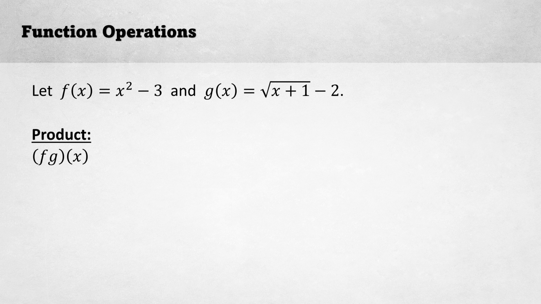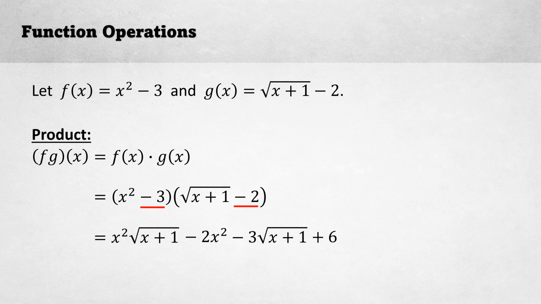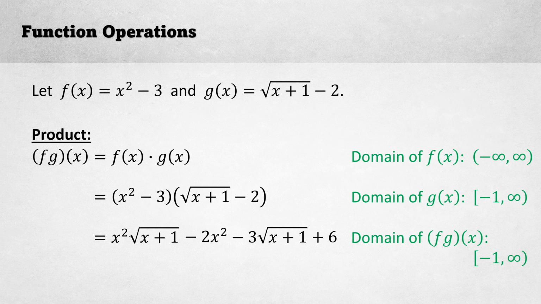The product of f and g is simply f of x times g of x. We put these two functions together to multiply. We need to FOIL them. So, x squared times square root of x plus 1 is x squared times square root of x plus 1. x squared times negative 2 is negative 2x squared. Negative 3 times square root of x plus 1 is negative 3 times square root of x plus 1, and negative 3 times negative 2 is positive 6. Unfortunately, none of these terms are like terms, and this cannot be simplified further. The domain of fg is also negative 1 to infinity, including negative 1, as it must satisfy both f and g.